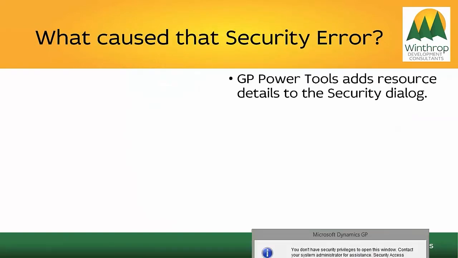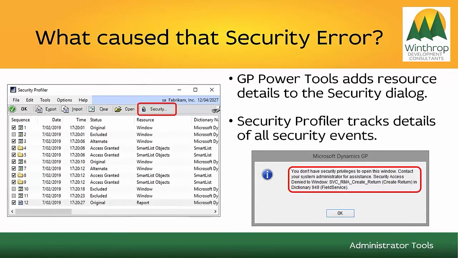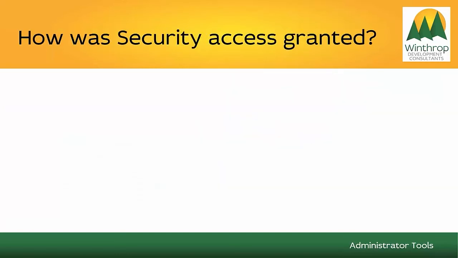If you want to know what caused a particular security error, just by having Power Tools installed, you will get a full dialog that actually explains what you don't have access to, rather than the traditional message. It adds onto the end of it, and you can make the security profiler open automatically or open it manually, and it will capture all the details of the error.